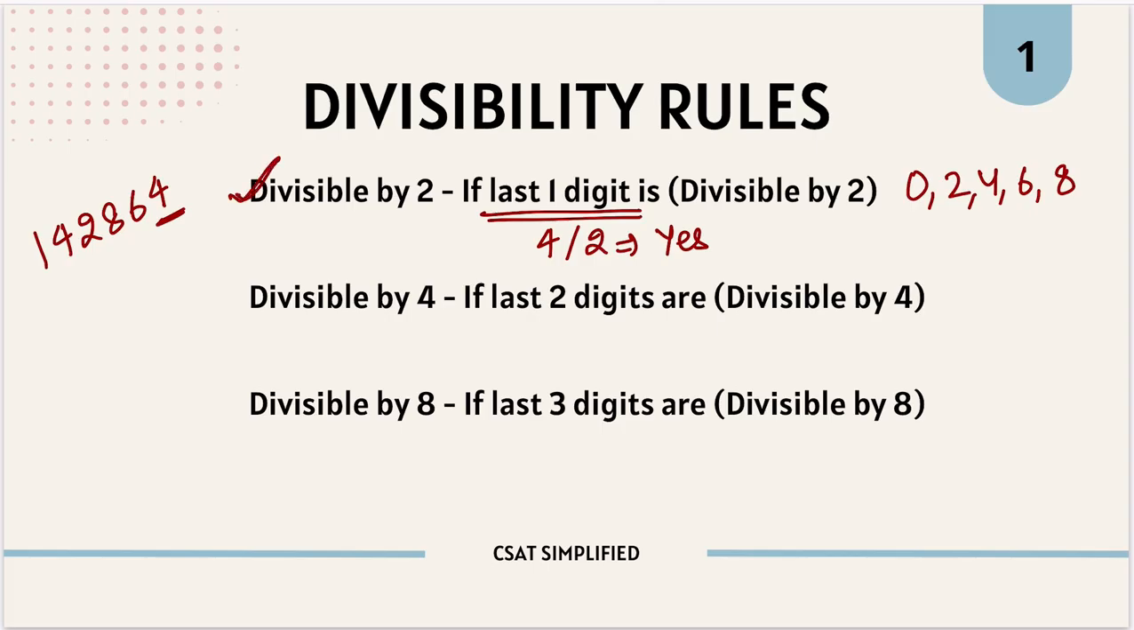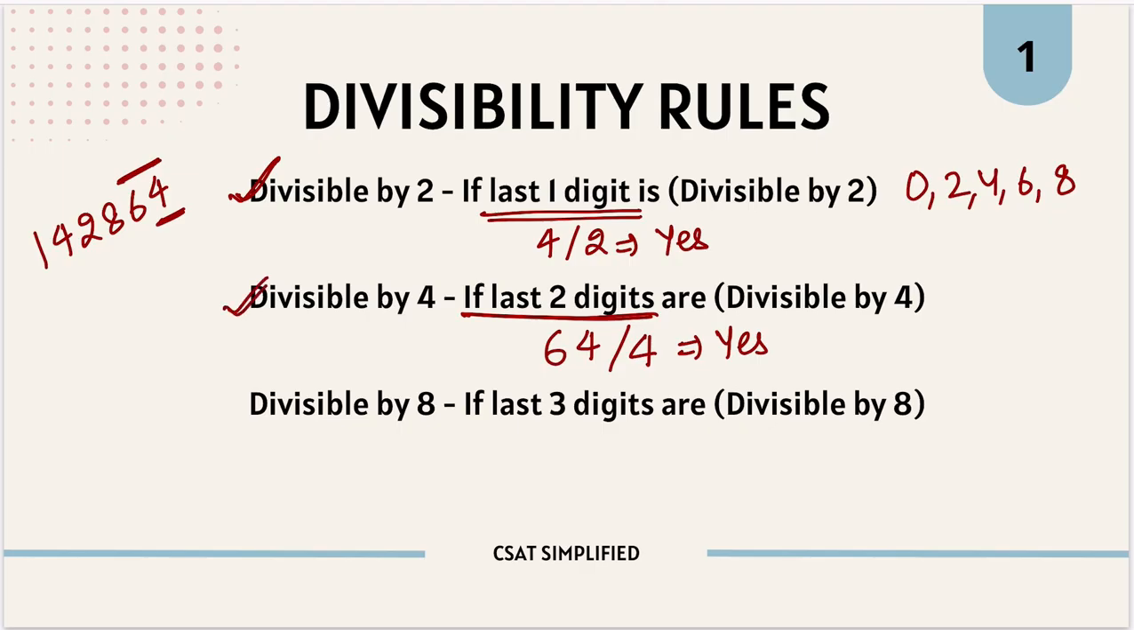Now moving on. Let's see this. Divisible by 4. To check divisibility by 4, you don't need to check the last digit only, you check the last two digits. So what are the last two digits here? The last two digits are 64. So rather than checking the complete number, you just check the last two digits. If the last two digits are divisible by 4, then the complete number is divisible by 4. So is 64 divisible by 4? The answer is yes. So you will say the complete number is divisible by 4. Correct? Divisibility by 4 is also done.